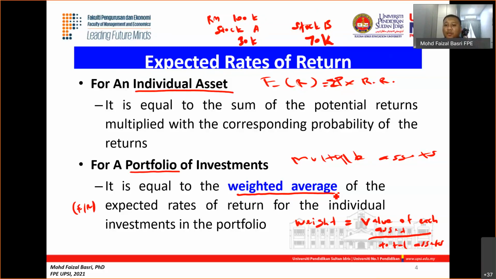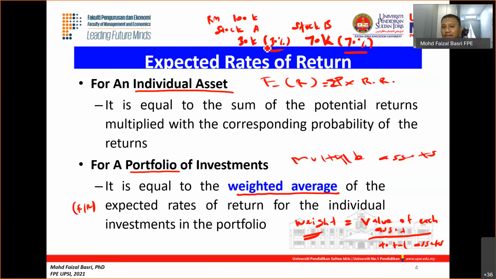So when I set the weight for each stock A and stock B, how to identify this is by having the value. For stock A, the value of investment or the value of asset is 30,000. We have to divide it by the total value, which is 100,000. So 30 divided by 100 is 30%. I just use a simple figure so that it's easy to calculate. And for stock B, obviously, it would be 70%. So this 30% and 70% is what we call the weight of each investment.